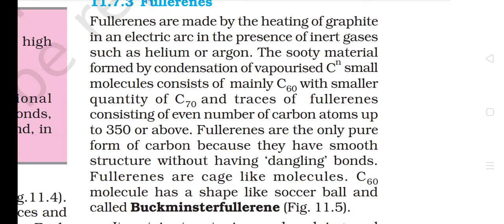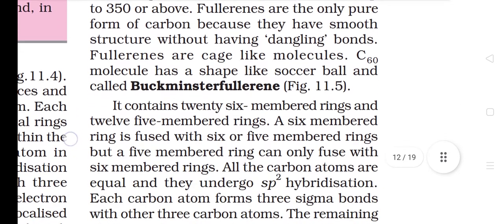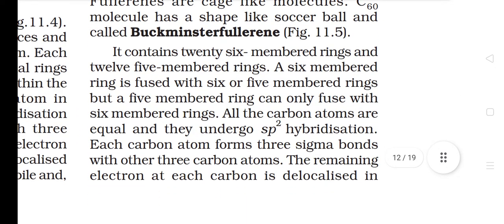Fullerenes are cage-like molecules. C60 molecule has a shape like soccer ball and is called Buckminsterfullerene. It contains 20 six-membered rings and 12 five-membered rings. A 6-membered ring is fused with 6 or 5-membered rings, but a 5-membered ring can only fuse with 6-membered rings. All the carbon atoms are equal and they undergo sp2 hybridization. Each carbon atom forms 3 sigma bonds with other 3 carbon atoms.